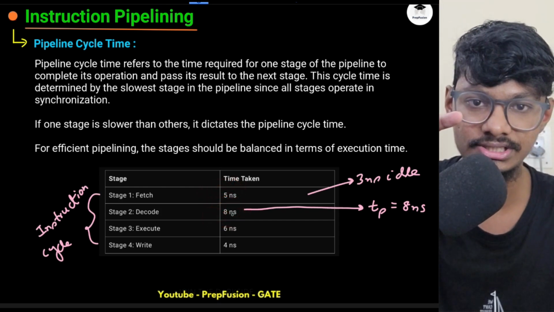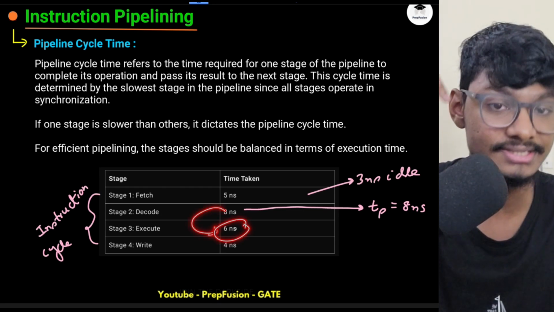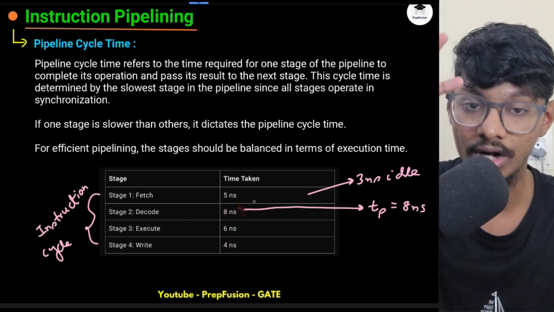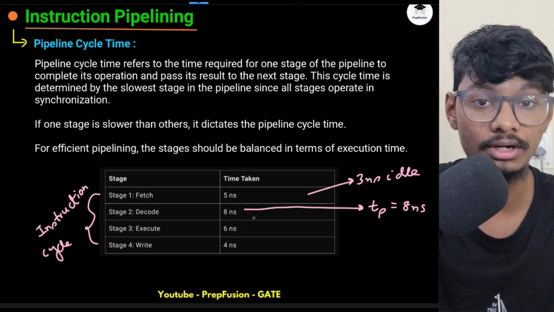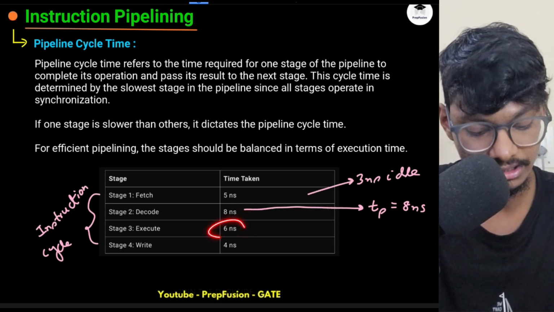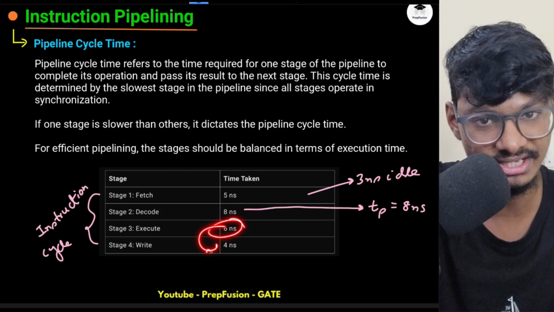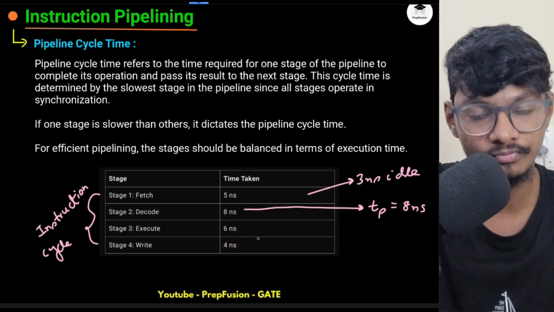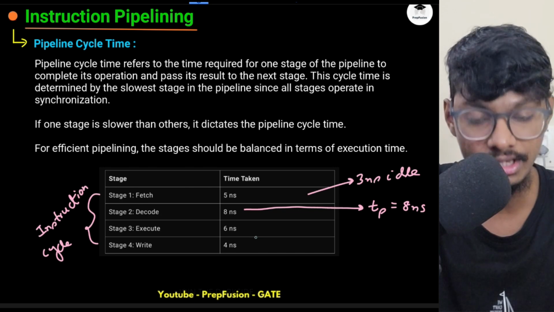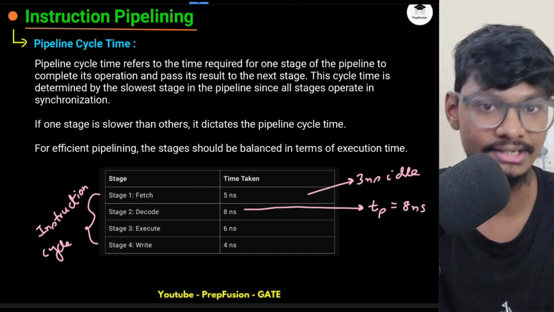Then after 8 nanoseconds, again I instantly gave it to stage 3. So total how much time did I consume? 5 plus 8 is 13, then this consumed a total of 19 nanoseconds. Then again I instantly gave it to stage 4, which will consume 4 nanoseconds. So how much time will I take? It will take a total of 23 nanoseconds.